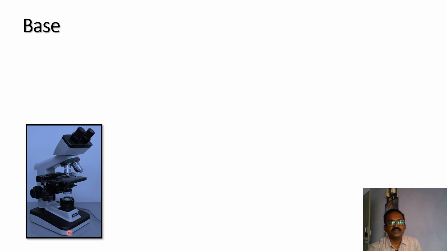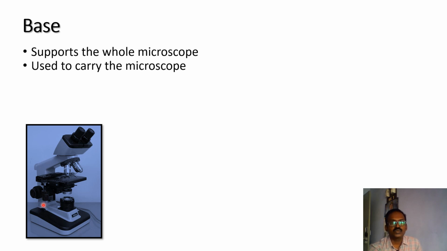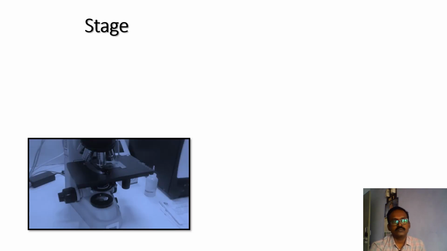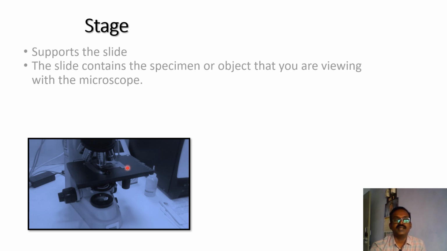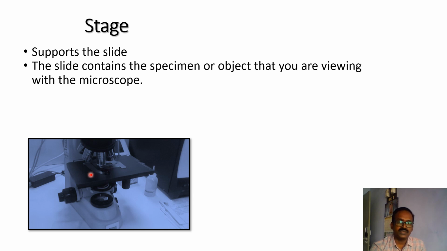The base supports the whole microscope. It is also helpful for carrying the microscope from one place to another. This is the stage. The main function of the stage is to support the slide or specimen that we use for viewing in the microscope.